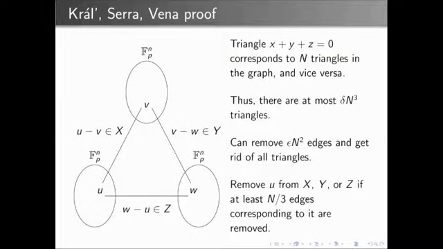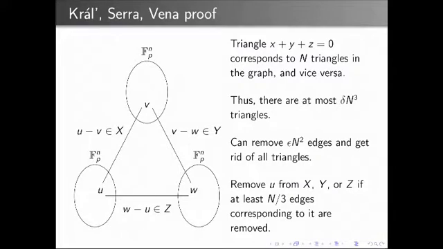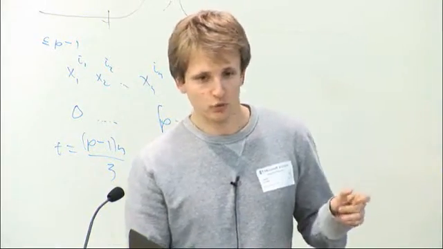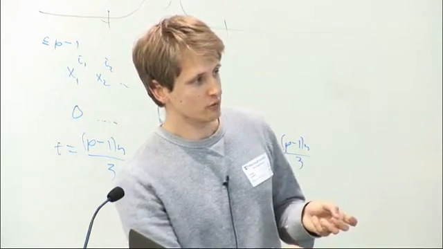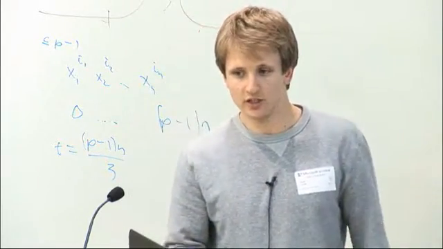And now, if we have a point in x, it has n edges corresponding to it, and we remove it if at least a third of the edges corresponding to it are removed. And so then for any triple x plus y plus z, it corresponds to n triangles here, and at least one of the 3 points must have been removed. One of the 3 edges must have been removed n over 3 times.